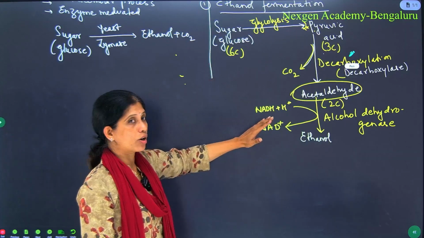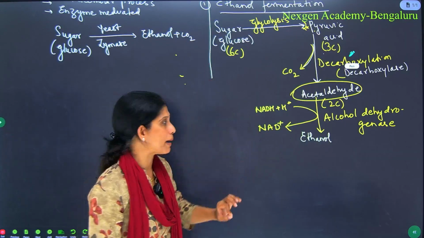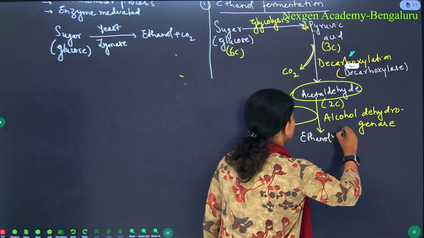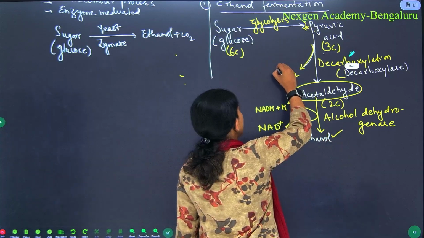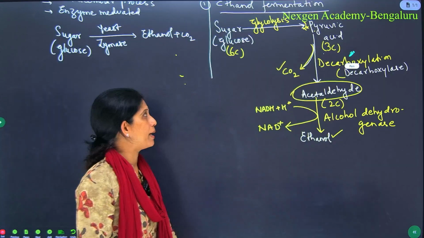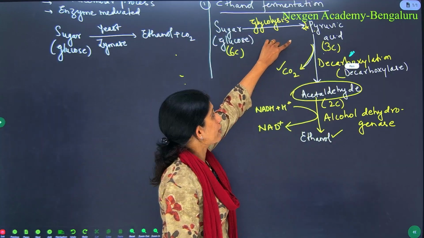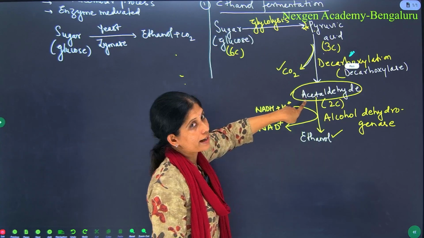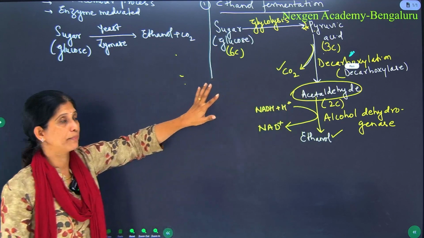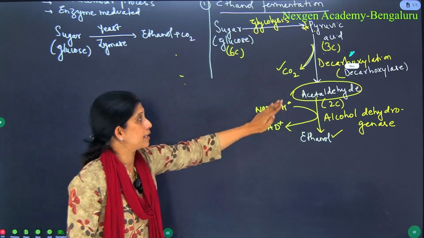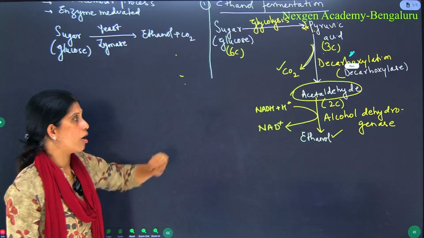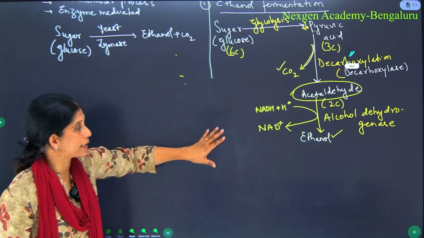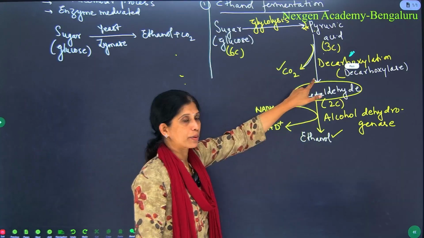So during alcohol fermentation, what are the byproducts? You have ethanol as a byproduct. You have carbon dioxide as a byproduct. Remember, 2 pyruvic acid means 2 carbon dioxide, 2 molecules of acetaldehyde. So you have to remember that, right? So this is our process of alcohol fermentation. Now when we look at the process, these are the byproducts, right?